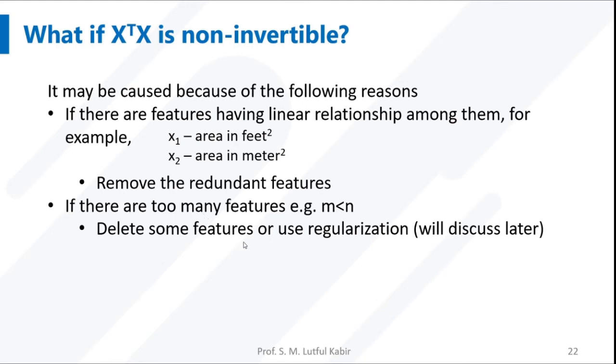The other cause is if you have chosen a problem where you have selected too many features. For example, m is lower than n. That means the number of features is more than the number of examples, or even equal to the number of examples. In that case also the matrix may become non-invertible. So in that problem you delete some features or use regularization, and the topic of regularization will be covered later on. So that's all for our discussion about the direct equation, and we'll move to the next topic.